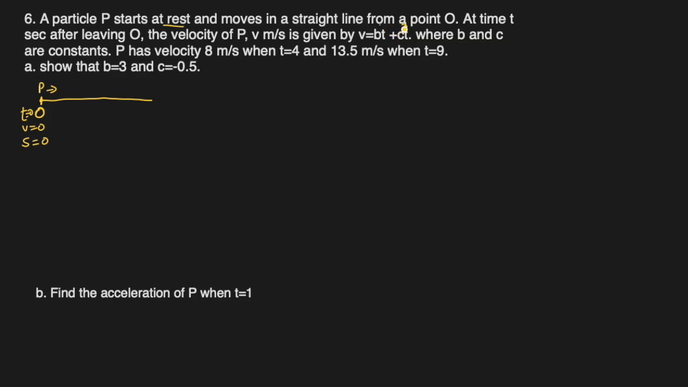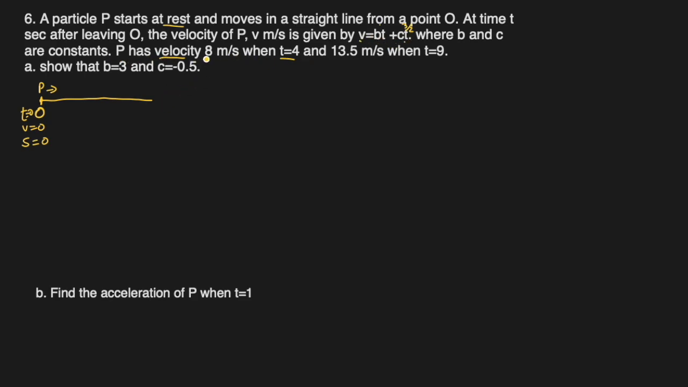I will write here b t plus c t to the power 3 over 2, where b and c are constants. P has a velocity of 8 meters per second when t is 4, and 13.5 when t is 9. Show that b is equal to 3 and c is equal to negative 0.5. Straightforward, because they have given velocity at time. So we will substitute v and t in this and we'll get equations.